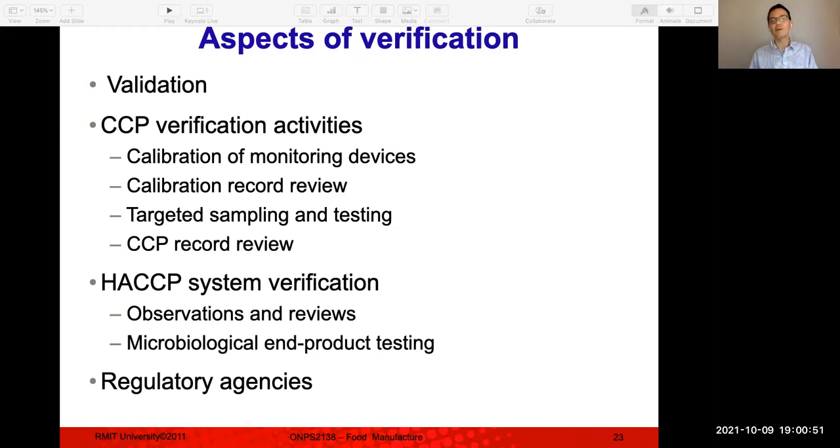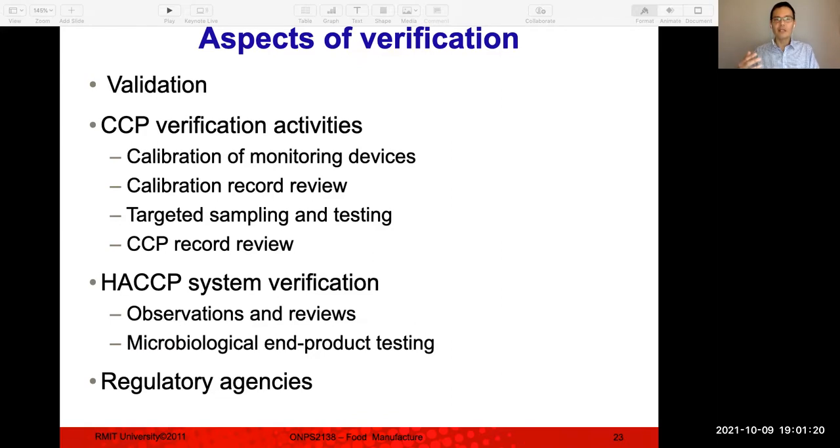So calibrating the monitoring devices that you are using to monitor that particular temperature of the pasteurizer, calibrating them, reviewing the records, the sampling and testing regime, just double checking that you're sampling correctly, you're testing correctly for the right parameters, and reviewing the records that you're having for that monitoring of the critical control point.